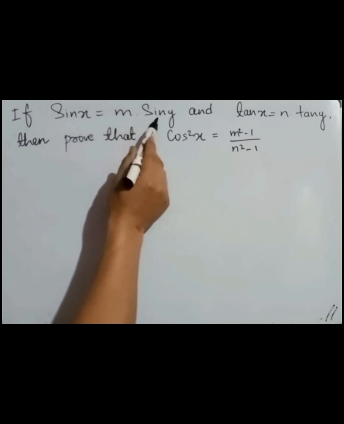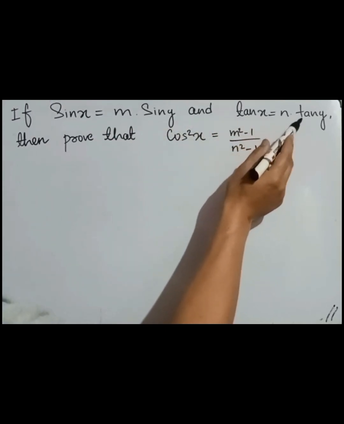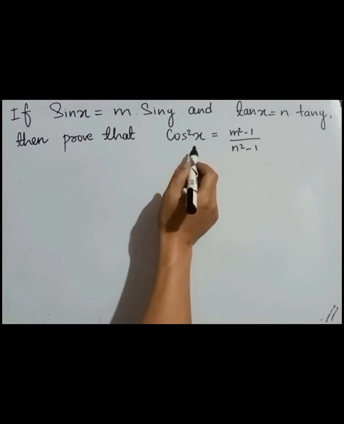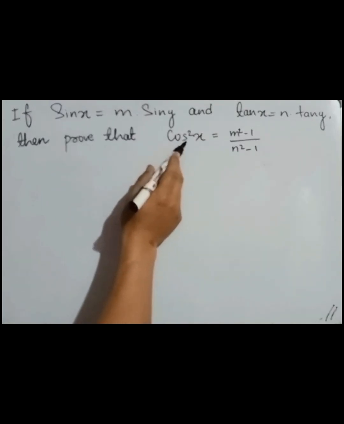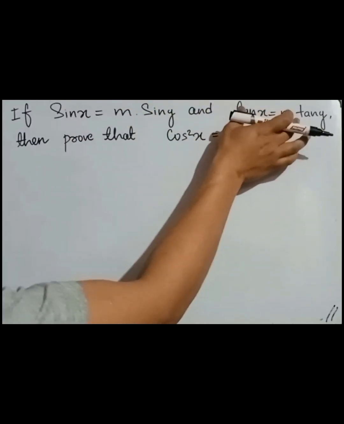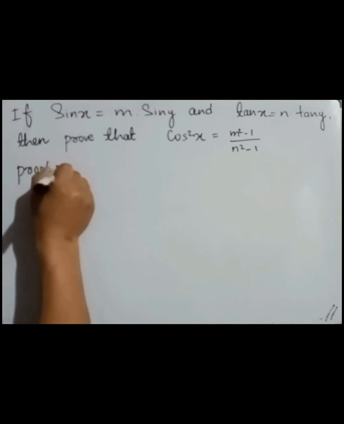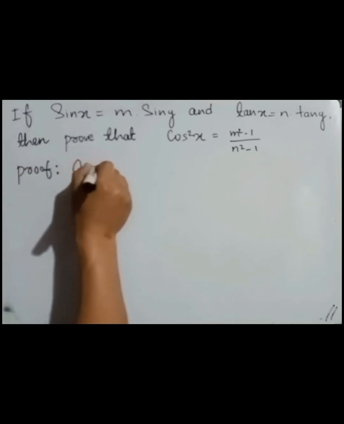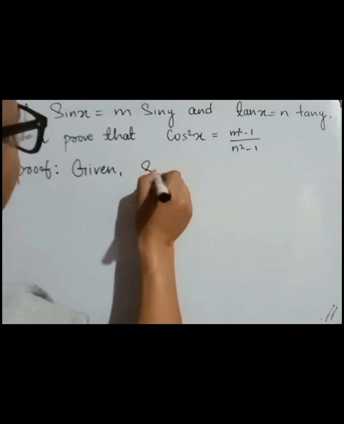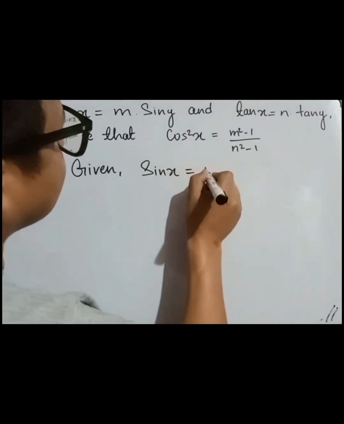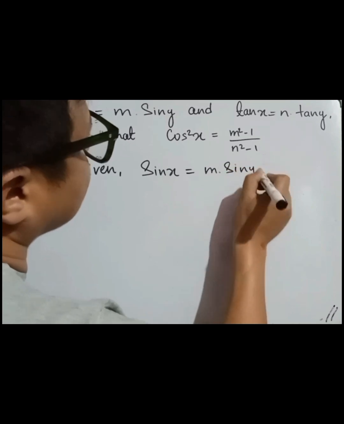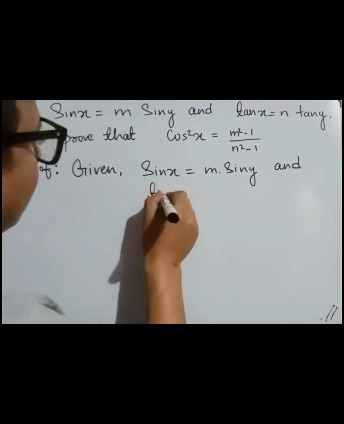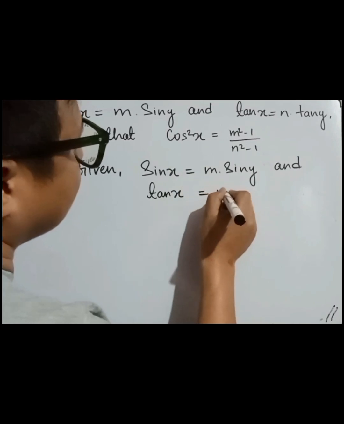In the question, it is given that sin x is equal to m sin y and tan x is equal to n tan y. And using this, we have to prove cos square x is equal to m square minus 1 upon n square minus 1. Now, to prove this, we can use both the relations, the first relation and the second relation. Here, it is given by the question that sin x is equal to m sin y and tan x is equal to n into tan y.